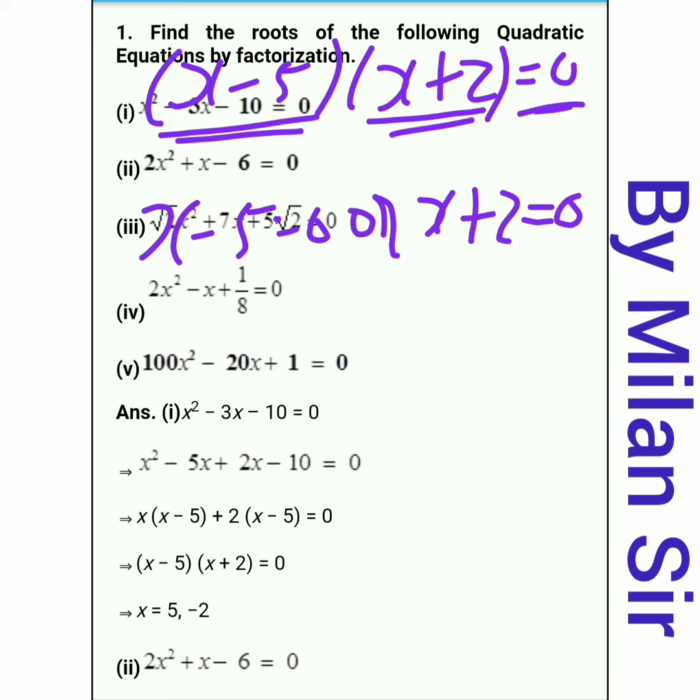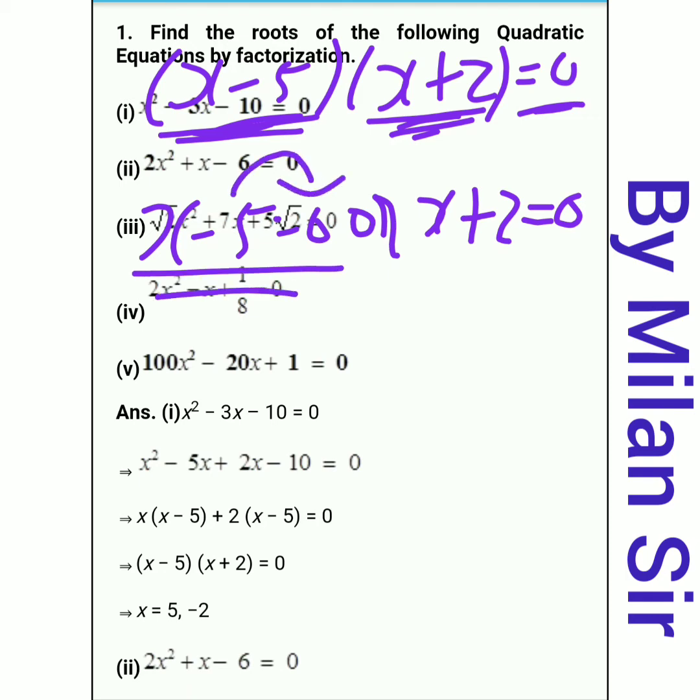So here we need to think why we get the answer 0. That means our first bracket is 0, otherwise the second bracket is 0, because if we multiply any number with 0, then we get 0. Okay, so our first bracket is 0, otherwise the second bracket is 0. Now from here we can find the value of x, right?